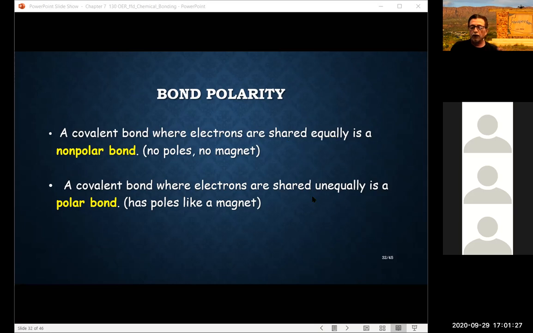To distinguish right away, if you look at a bond, the first thing you determine is that it is a covalent bond, which is the combination of two nonmetals. The next thing is the subcategory: is it polar or nonpolar? Well, if it's nonpolar, the two atoms are the same. If it's polar, then the two atoms are not the same. It's that straightforward.